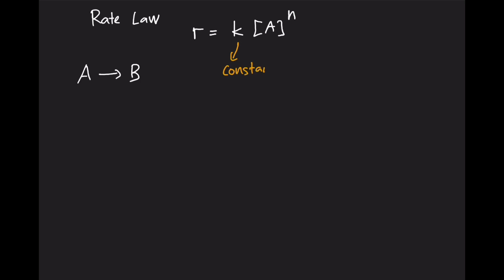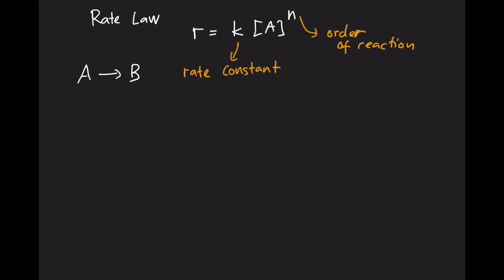In chemical kinetics, we have the rate law that we can write down as R equal to K. For instance, we have a reaction of A forming B, then it is concentration of A power to nth. The K is the constant or the rate constant, and the n is what we call the order of the reaction.